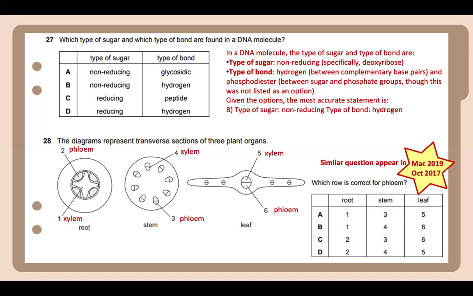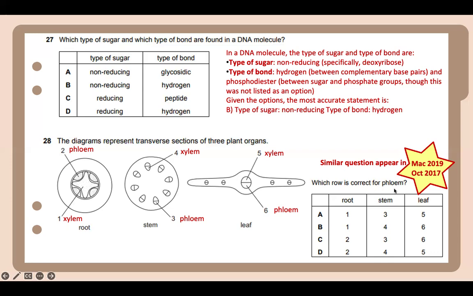Refer to this diagram. This diagram represents transverse sections of 3 plant organs. For the root, number 2 is referring to phloem and 1 referring to xylem. For the stem, number 4 refers to xylem and number 3 is phloem. For the leaf, 5 is referring to xylem and 6 is referring to phloem.